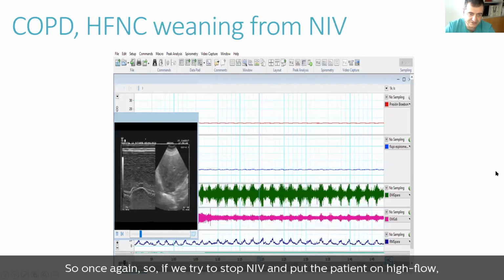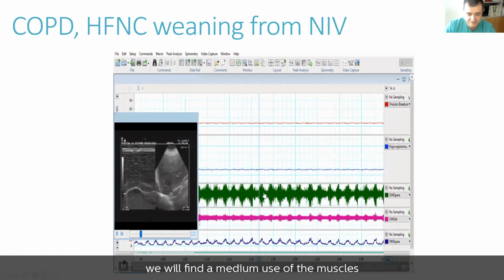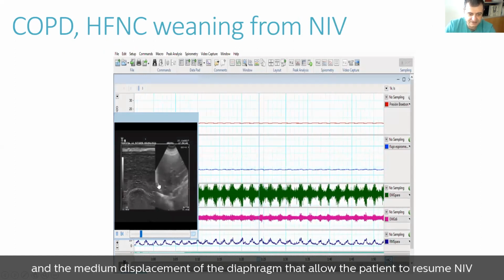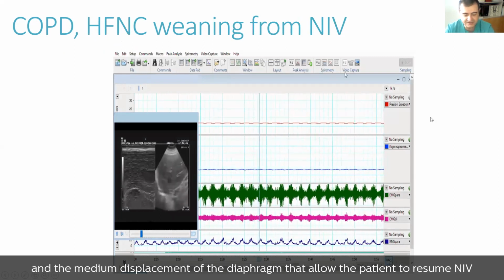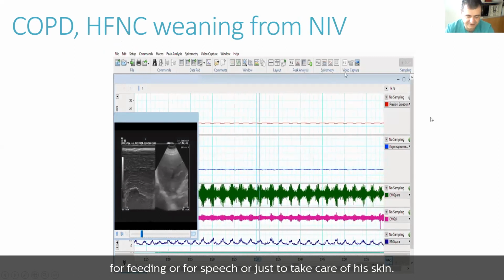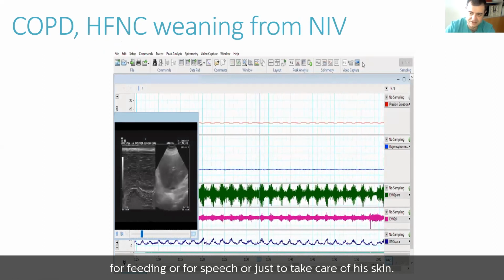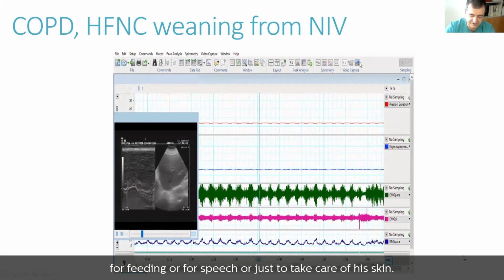So once again, if we try to stop NIV and put the patient on high flow, we will find a medium use of the muscles and a medium displacement of the diaphragm that allow the patient to resume NIV for feeding or for speech or just to take care of his skin.